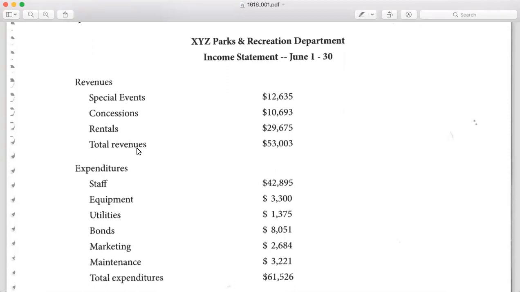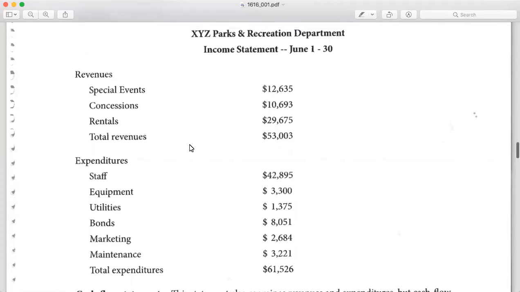Okay, so the statement includes revenues, expenses, and net income. This is an income statement. We'll be able to analyze whether the facility or cost center is making a profit or surplus, or whether and by how much expenditures exceed revenues over the designated period of time. From the example that you see here, it's easy to see that expenditures exceeded revenues for the month by $8,523.